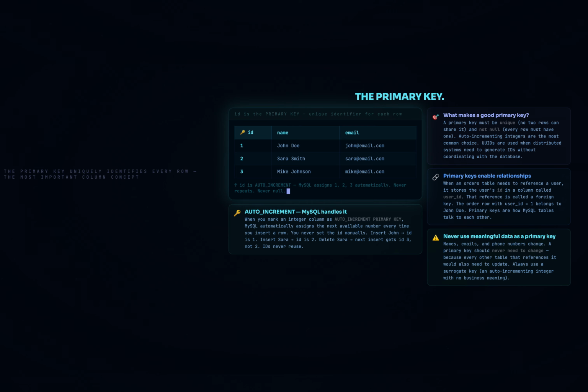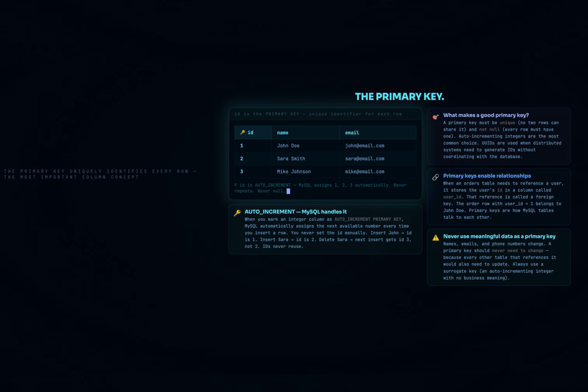Mike is ID 3. When you mark a column as auto-increment primary key, MySQL assigns the next number automatically every time you insert a row. You never set the ID manually. Insert John, MySQL gives him ID 1. Insert Sarah, ID 2. Delete Sarah, the next insert gets ID 3, not 2. IDs never reuse.